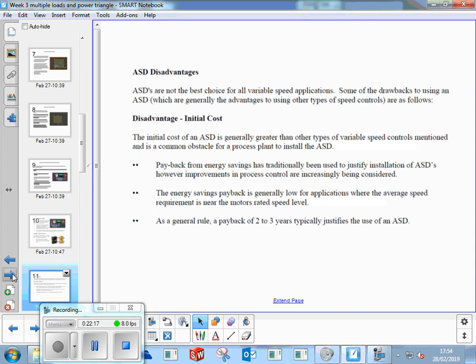The energy saving payback is generally low for applications where the average requirement is near the motor's rated speed. The gain on energy saving comes from being able to run the motor at 50 or 75% speed. If for three quarters or more of the day it's running at full speed, you're not saving very much by having the VSD. As a general rule, a payback of 2 to 3 years typically justifies the purchase of a variable speed drive.